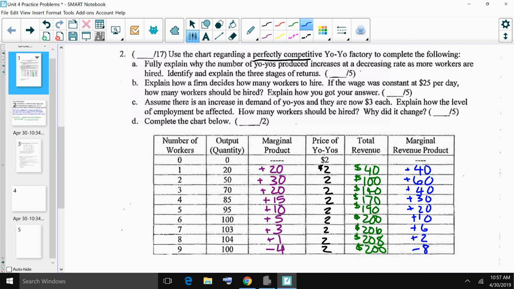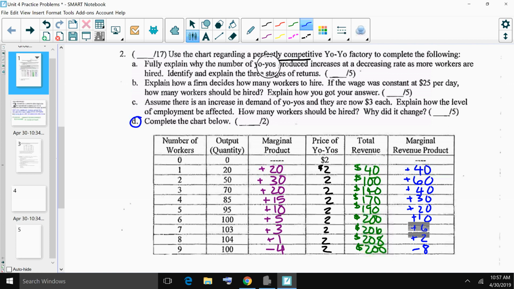So I hire my first person, I increased by 40. Hire my second person, I increased by $60. Hired my third person, I increased by 40. Then 30, then 10, 20 and 10, so on. Okay? So this was part D, completing the chart. That's what I just did.